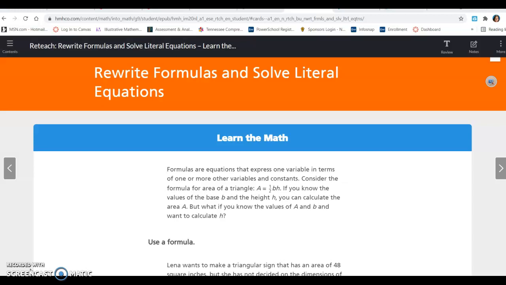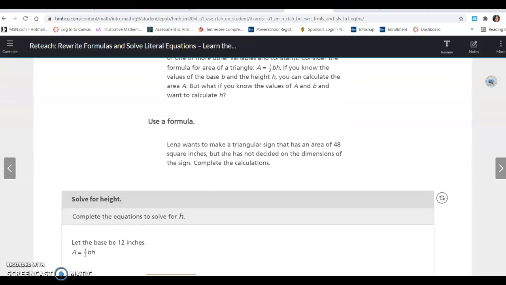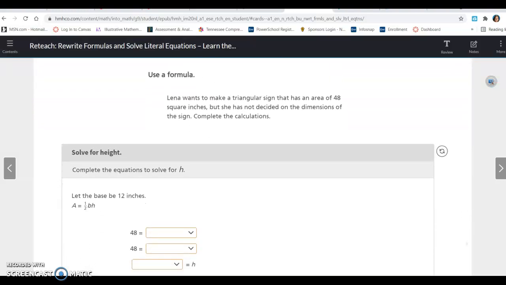So formulas are equations that express one variable in terms of one or more other variables and constants. Consider the formula for the area of a triangle. A equals 1/2 times base times height. If you know the values of the base and the height, you can calculate the area. But what if you know the values of A and B and want to calculate H? So sometimes you know area and base and you want to calculate the height, or you may want to find the base. So you can use this formula.